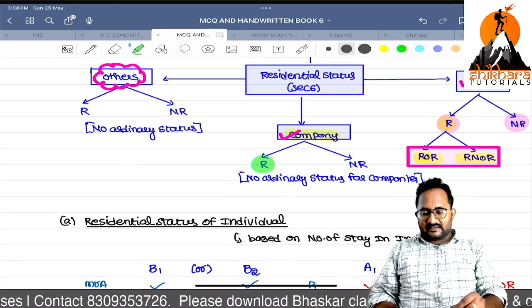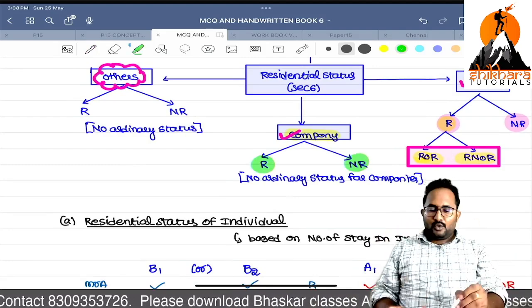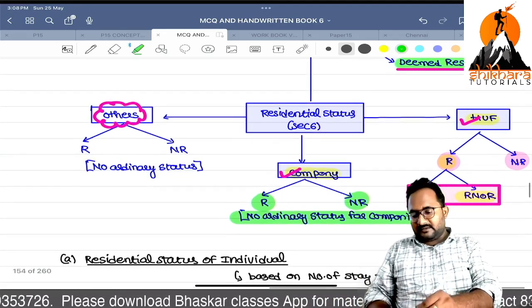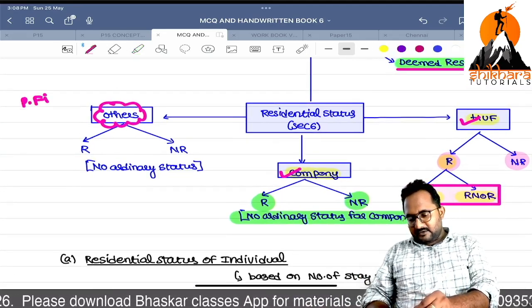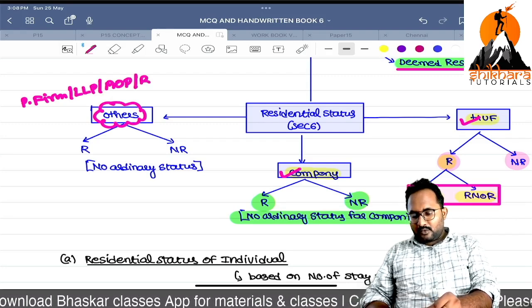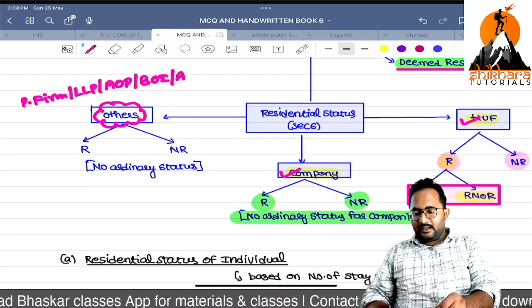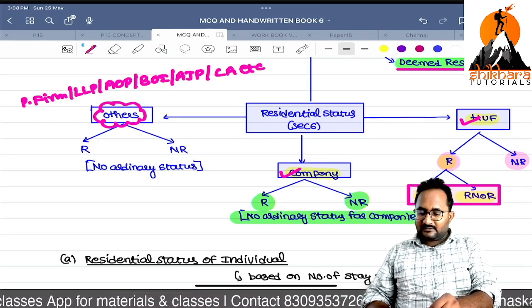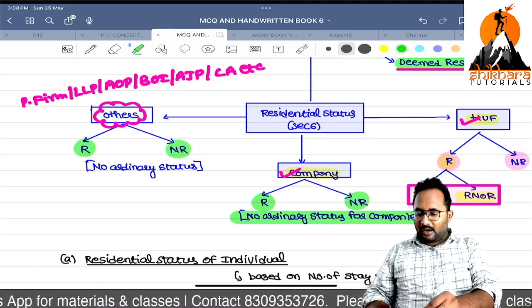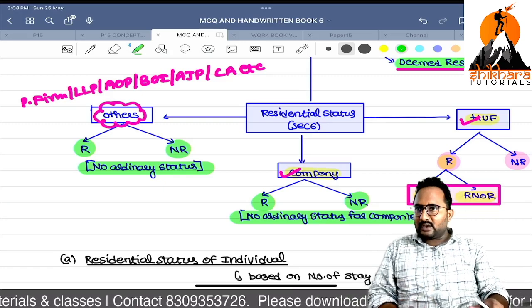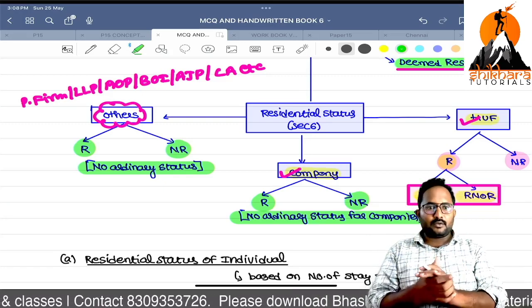Please calculate resident or non-resident. That is enough. No need to calculate the ordinary status. Others also, can you give me some examples of others? Partnership firm, LLP, AOP, BOI, cooperative society, AJP, local authority, etc. For all of these, please try to calculate resident or non-resident. No need to calculate the ordinary status. Are you clear up to now?